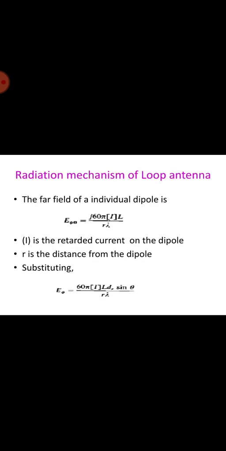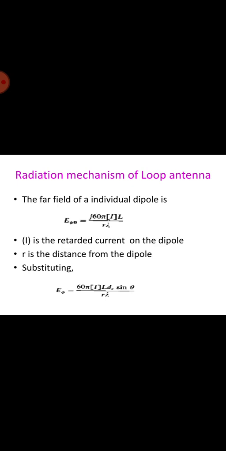The far field of an individual dipole is given by E phi naught equal to j 60 pi I L divided by R lambda. In developing the dipole formula, the dipole was in the z direction, whereas in the present case it is in the x direction. So the angle theta in the dipole formula is measured from the dipole axis and is 90 degrees in this present case. The angle theta is a different angle with respect to the dipole, as in this figure, and thus the far field is given by this equation.